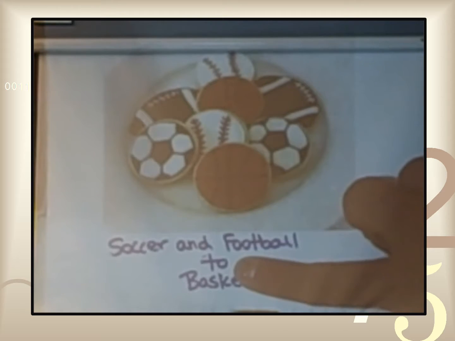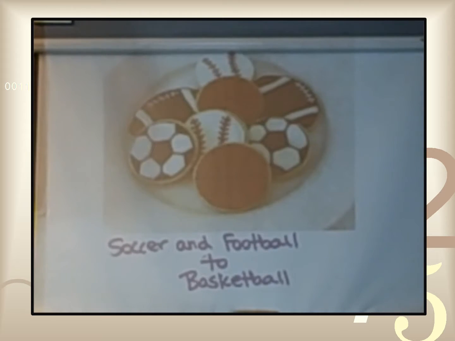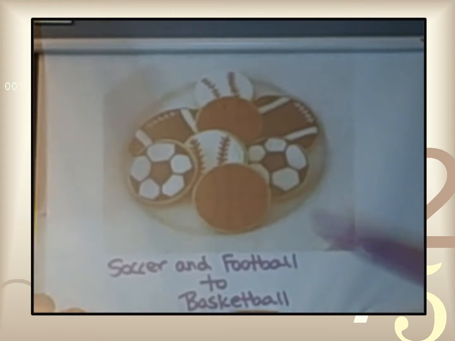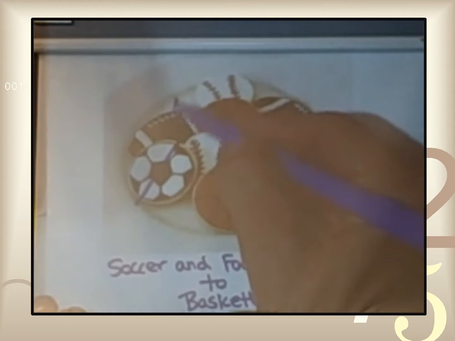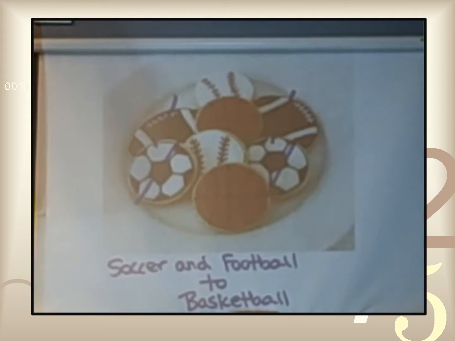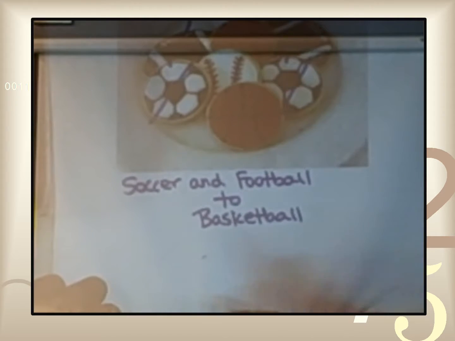So I see the word "to" in there. And before the word "to," I see that it says soccer and football. So the word "and" is a linking word, which means that I'm going to count my soccer and footballs. So we're going to combine those. So looking at the picture, it looks like I have a soccer ball there. 1, 2, and 2 footballs. So 2 soccer balls and 2 footballs put me at a total of 4 soccer and footballs.